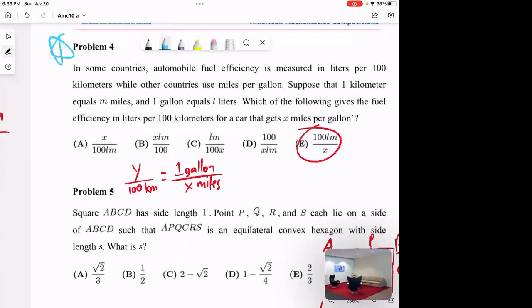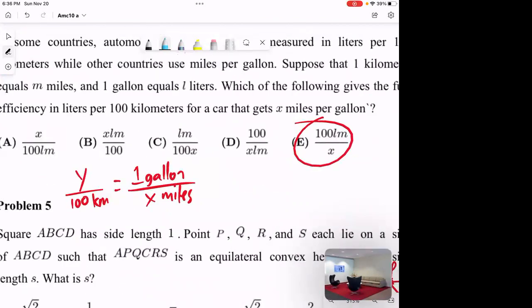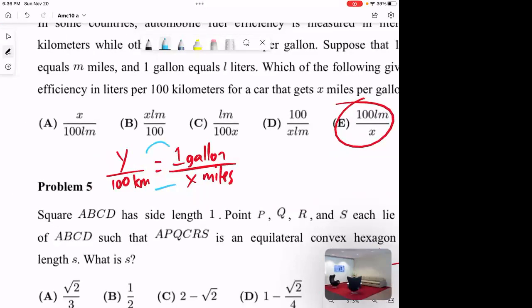So we want to match up the fuel efficiency in liters. We have Y liters per 100 kilometers is equal to X miles per gallon. But the thing is, distance corresponds to distance and fuel corresponds to fuel. So we actually have to flip it. Instead of X miles per gallon, every gallon you get X mileage. The same way for every liter, you have 100 kilometers. So here we really just have to solve for Y.